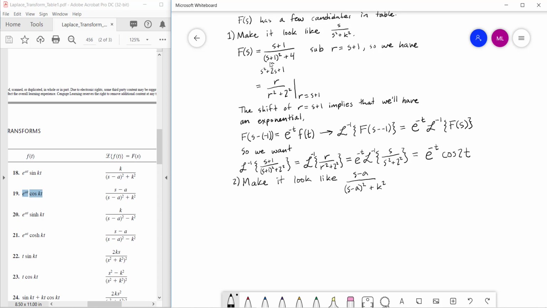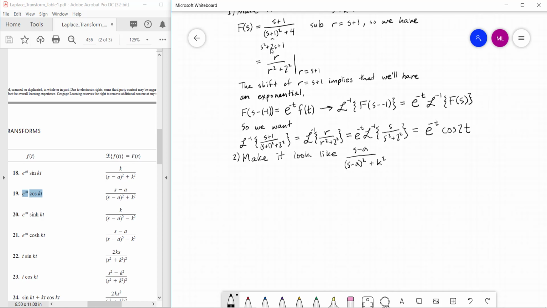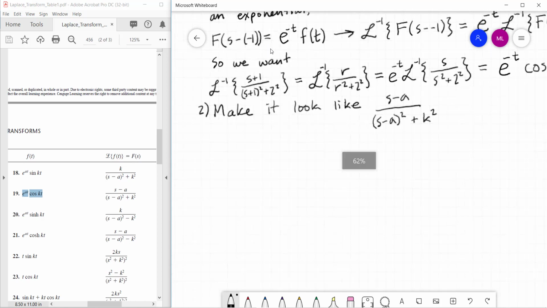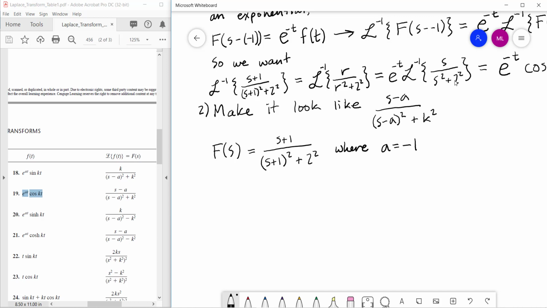And again, that's not hard to do. We did that in this step. So our f of s is going to be, for us, s plus 1 over s plus 1 squared plus 2 squared. We already figured that out a minute ago. And this looks exactly like the form that we've got here. So basically a is equal to -1, and k is equal to 2.